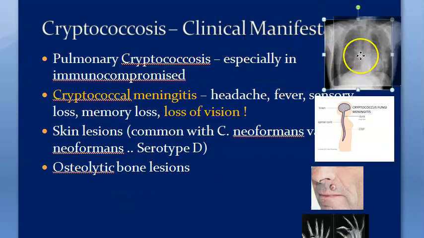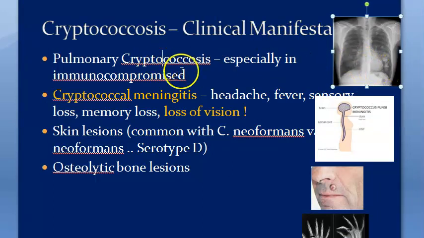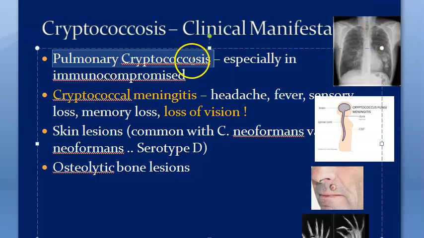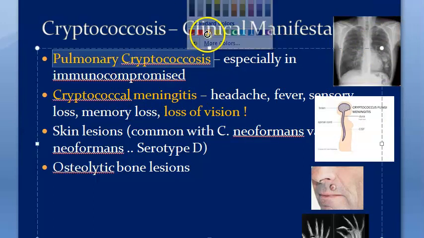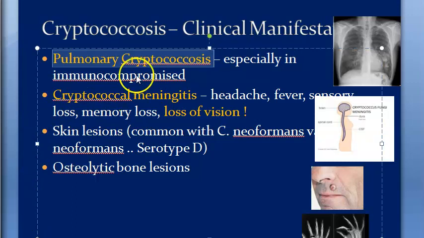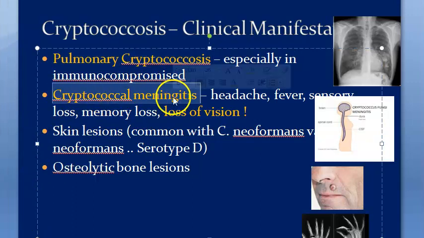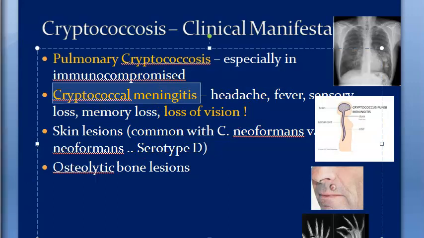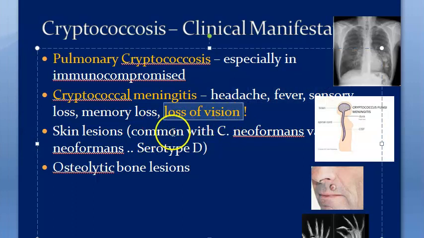Clinical manifestations. First of all, it enters by inhalation, right? So it can affect the lung, especially pulmonary cryptococcosis, which happens only if the person is immunocompromised. This is the common and first manifestation. So you should understand if a person has some problem in the lungs, it could be cryptococcosis. Then cryptococcal meningitis presents with headache, fever, sensory loss, memory loss, and loss of vision can also happen, because of all that fungus.